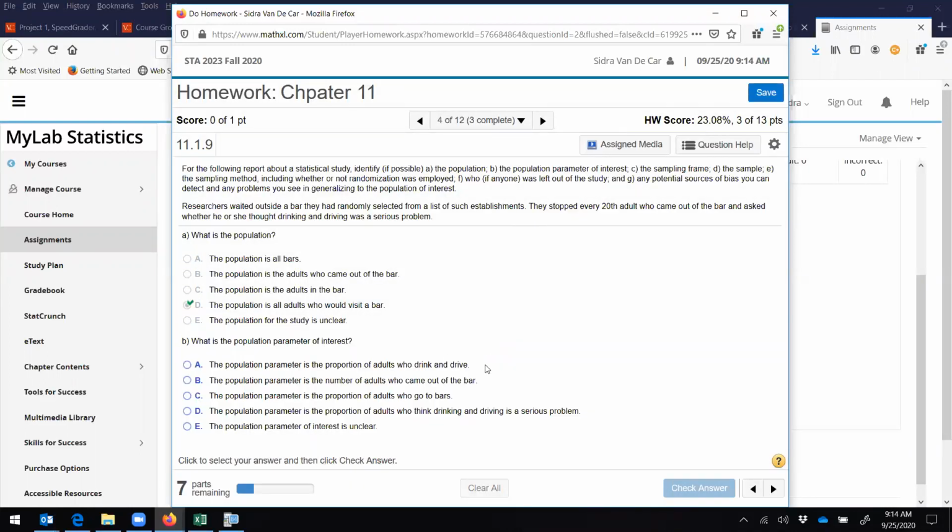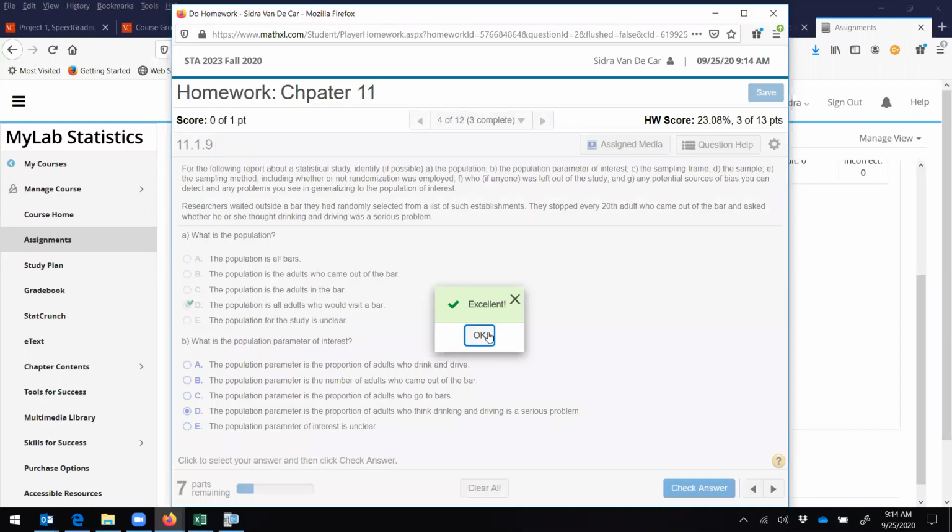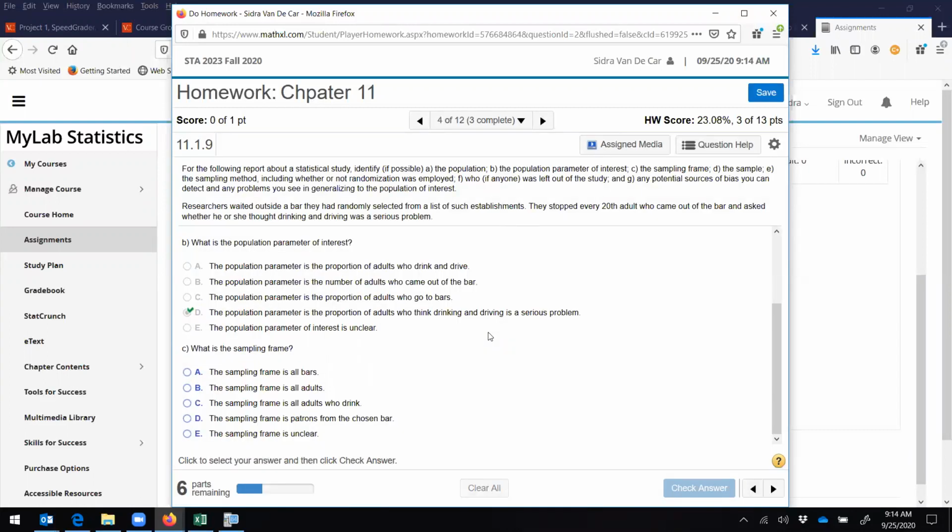What is the population parameter of interest? Adults who think drinking and driving is a serious problem is what we're trying to measure. What is the sampling frame? So our sampling frame is the bars.